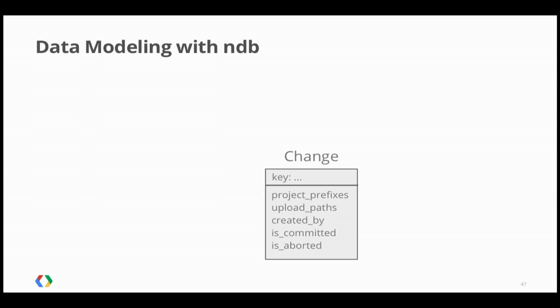And this is the structure we're going to use. Basically, we store our project prefixes and our upload paths. And we have some extra fields. We definitely want to record who does what. You're going to want to go back and see who's made changes to your website, very sure. And then we're going to keep track of whether this change has been explicitly committed or aborted.